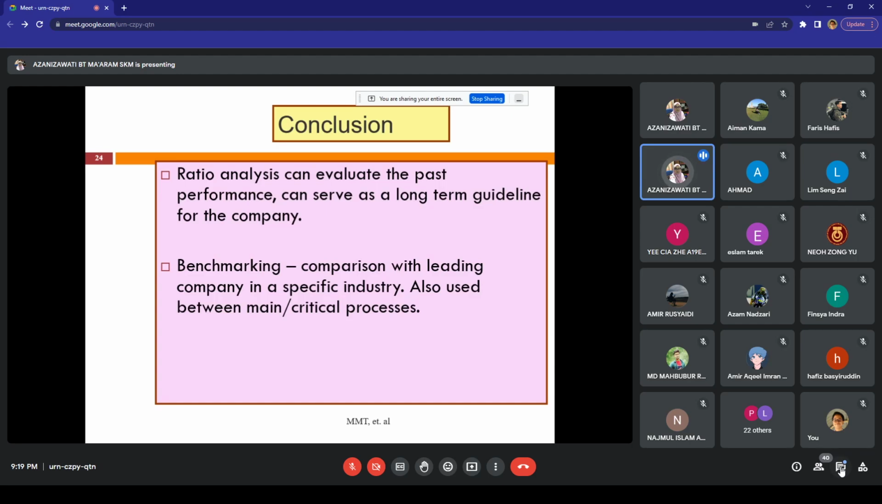So normally they do the benchmarking. If most of the leading company have uptrend, but their company gets a lower trend or downward trend, that is something wrong with the company. So therefore, they do the ratio analysis to see their performance. Okay.